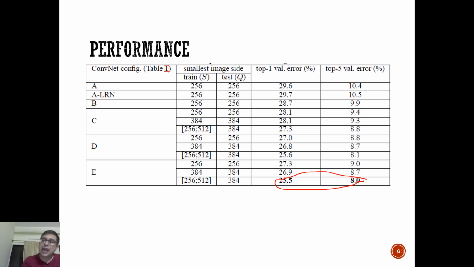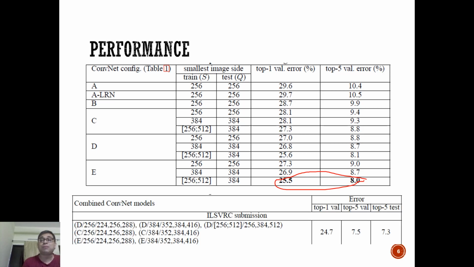Finally, as they had this family of nets, it is obvious that they tried some kind of fusion techniques on top of it, combining the results, and you can see that the results further improved. It was 8 in this case, and when you applied fusion, it went down to 7.3. So that brings us to the close of our VGGNet discussion.